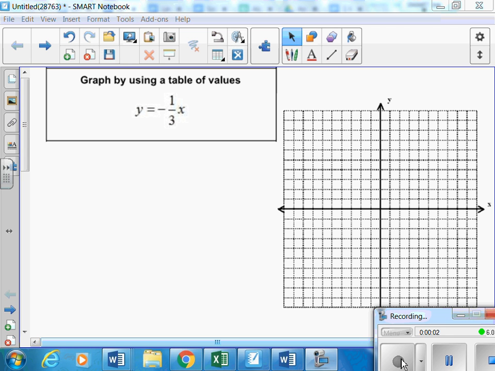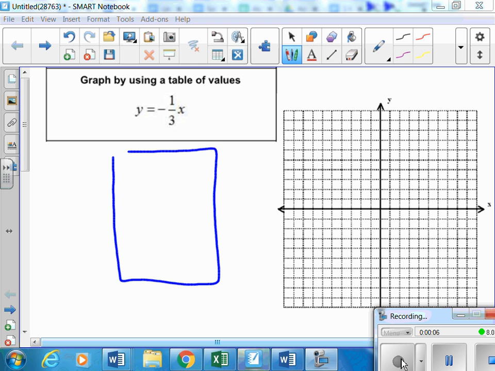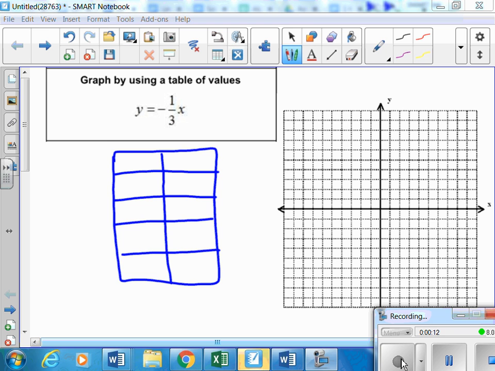Graph this using a table of values. We're going to plug numbers in for x, and then we get stuff out for y. Now, whenever we plug something in for x here, remember, we're going to have to multiply by -1 and then divide by 3.